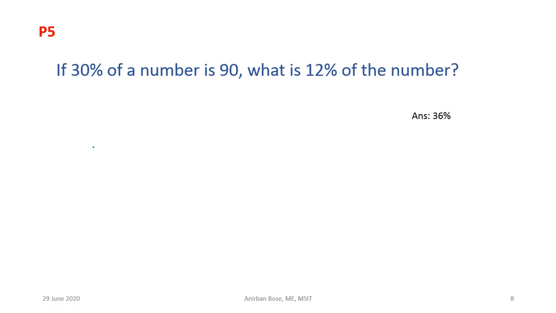Now again we see some problems related to percentage. If 30% of a number is 90, then what is 12% of the number? Here is a direct relationship. If 30% indicates 90, then 12% will be what? Simple unitary method. If 30% is 90, then 12% will be 90 by 30 into 12. So, it will be 3 into 12, which is 36. So, the answer is 36. Sorry, the percentage sign will not be there in the answer.